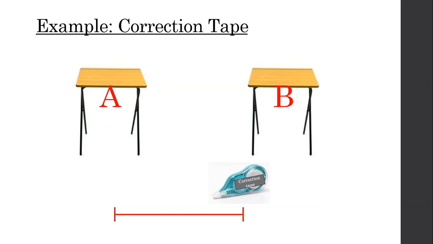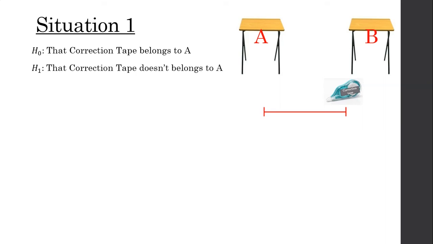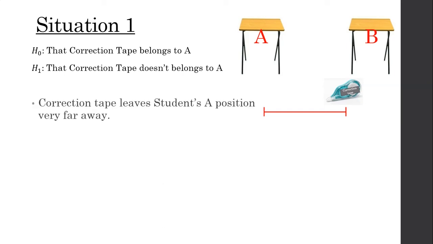Okay, if we look from the perspective of hypothesis testing, what will it be? At first, we will have two assumptions. The first assumption is the null hypothesis, which is this correction tape belongs to A. We also have an alternative hypothesis which opposes the first assumption, which is this correction tape does not belong to A. If the correction tape leaves student A's table that far, relative to H0, this distance is considered as extreme.